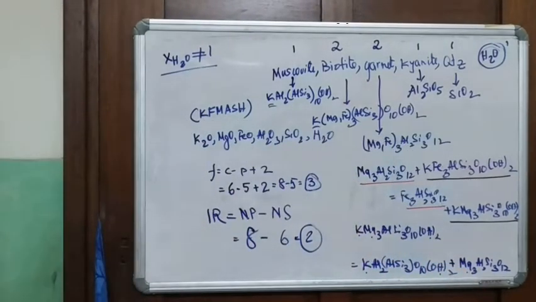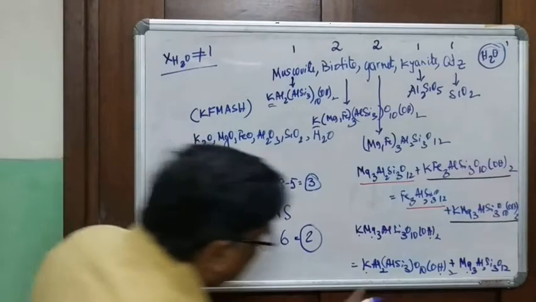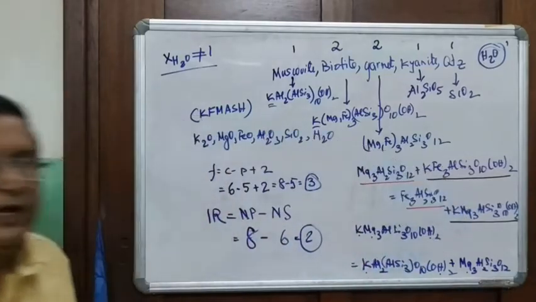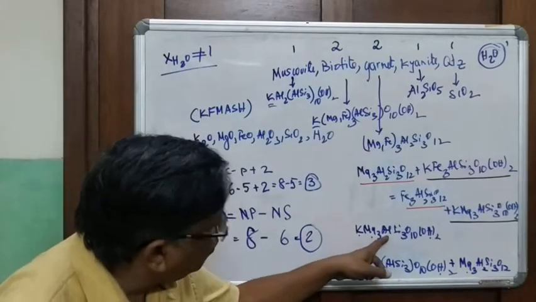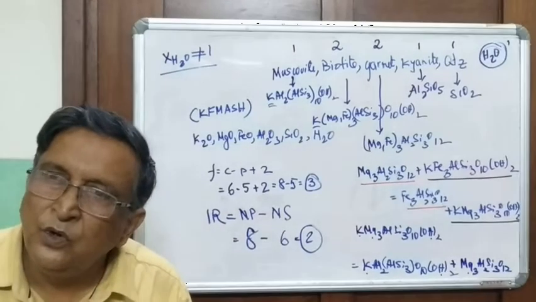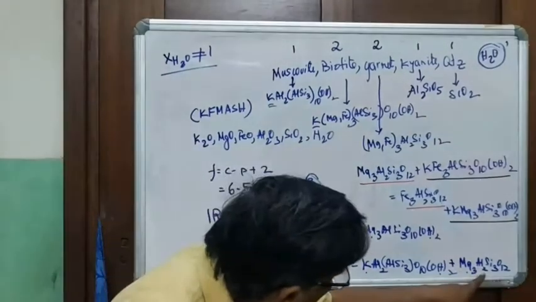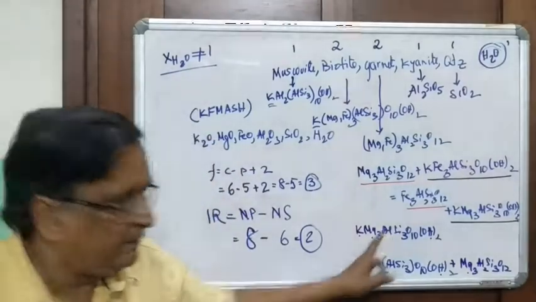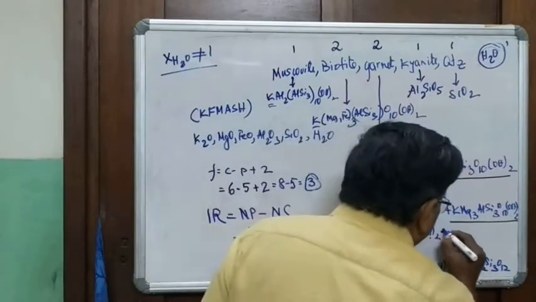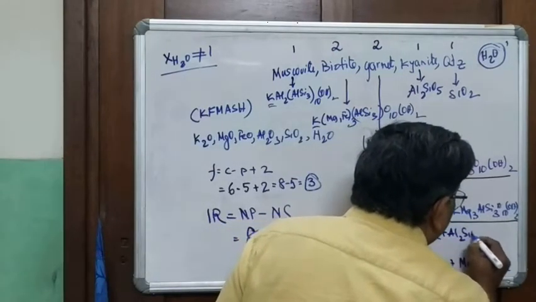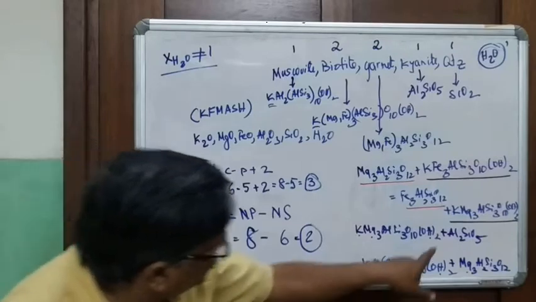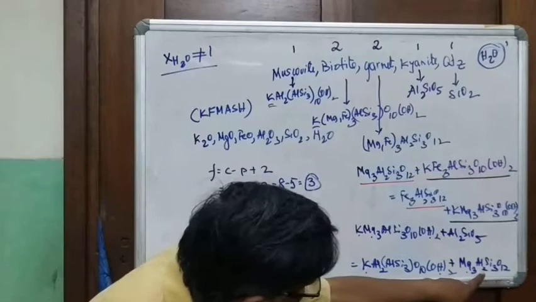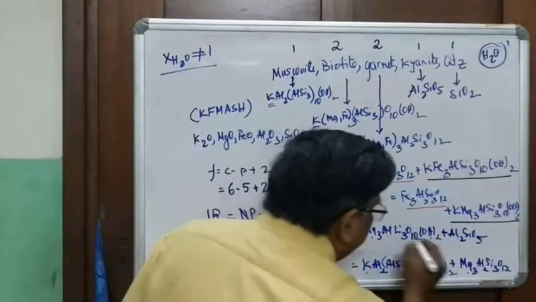Yes. Aluminium, 1 plus 2, 3 aluminium. Here 1 aluminium. What do I do? 2 aluminium plus 1 aluminium, 3 aluminium. Here you have 1 aluminium. I take in kyanite. Now you see, 2 aluminium plus 1 aluminium, 3 aluminium. 1 aluminium plus 2 aluminium, 3 aluminium. Aluminium is balanced.